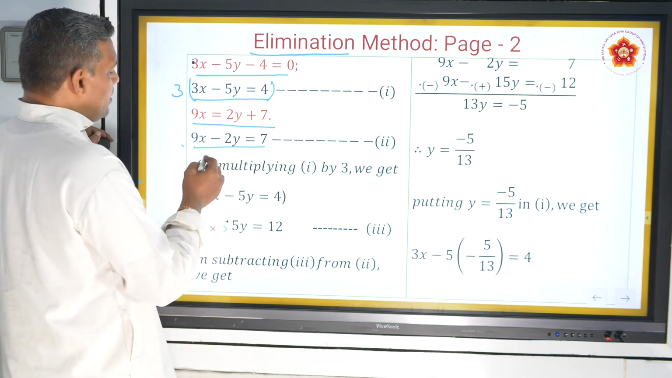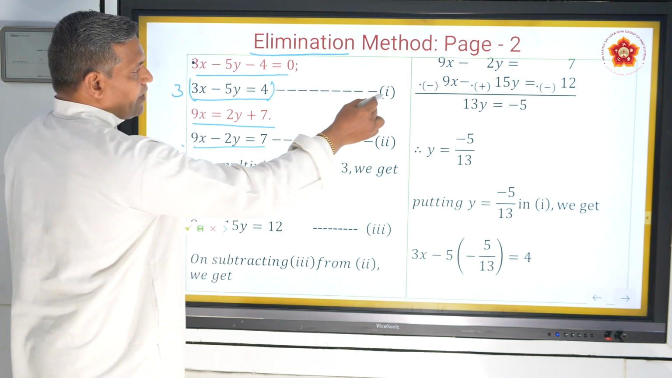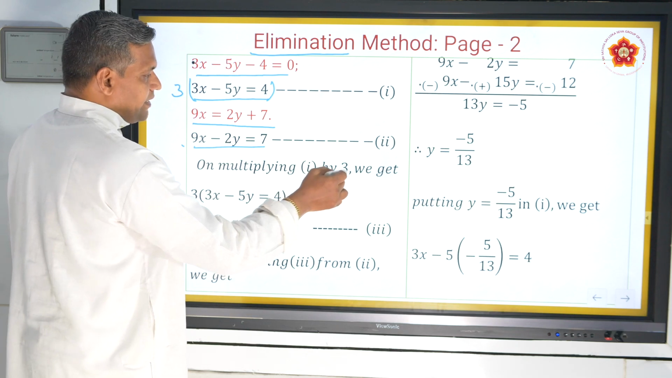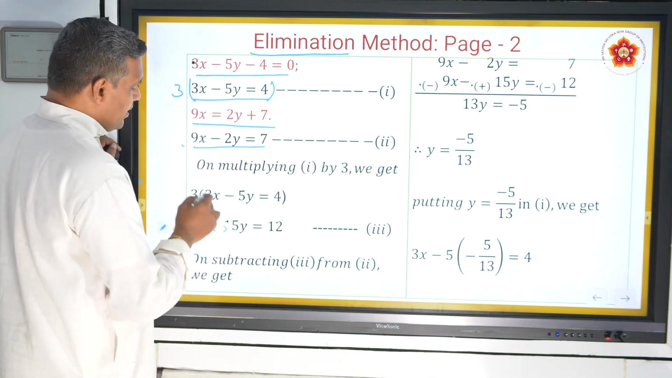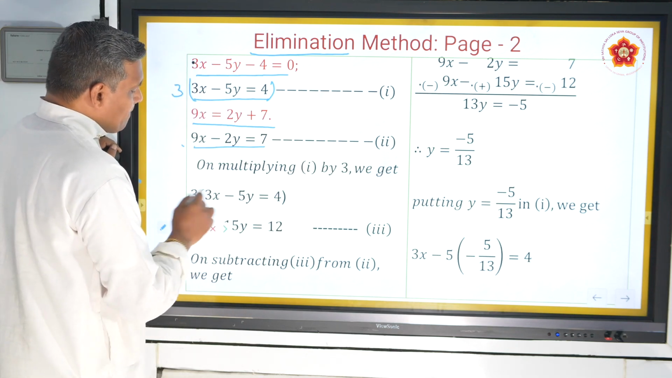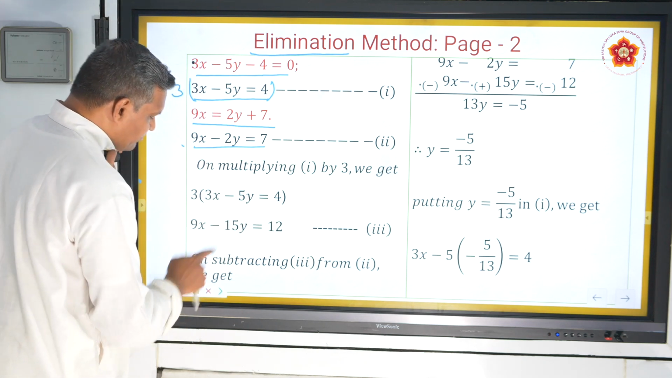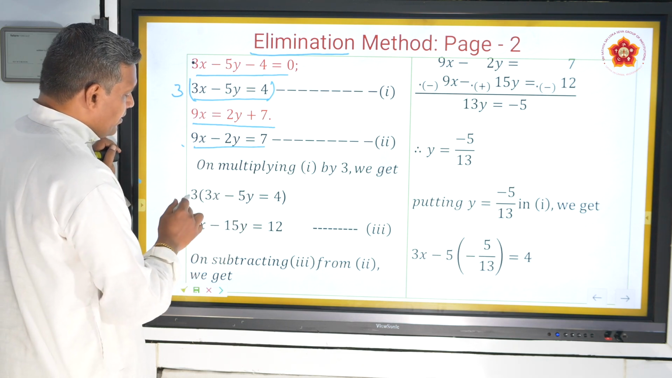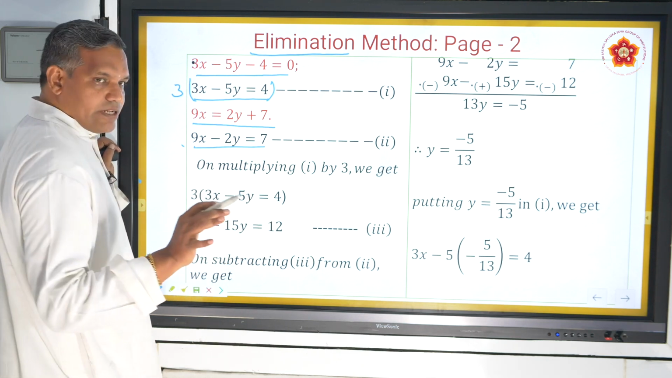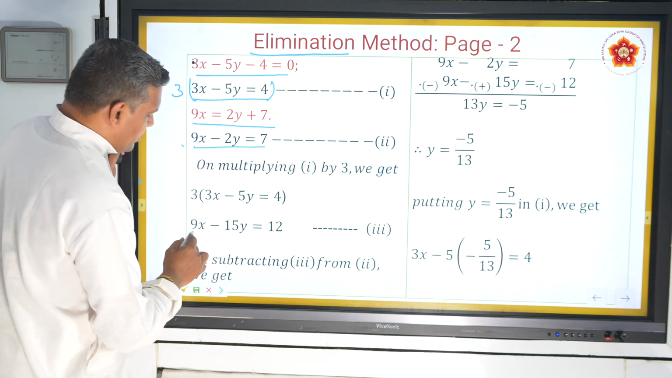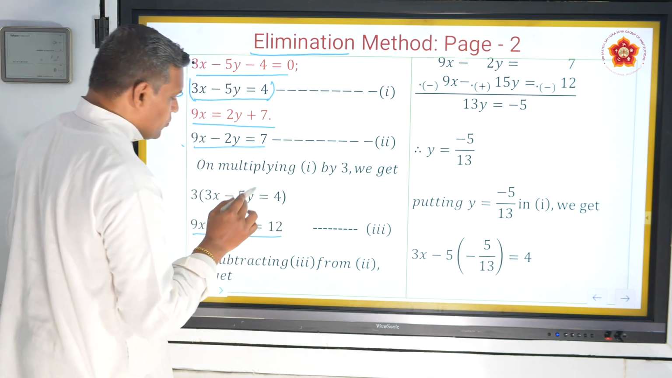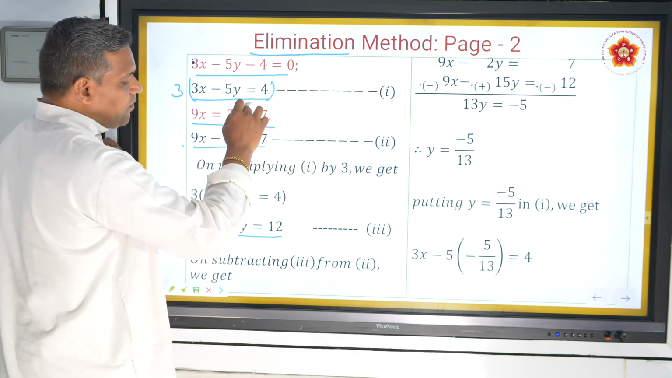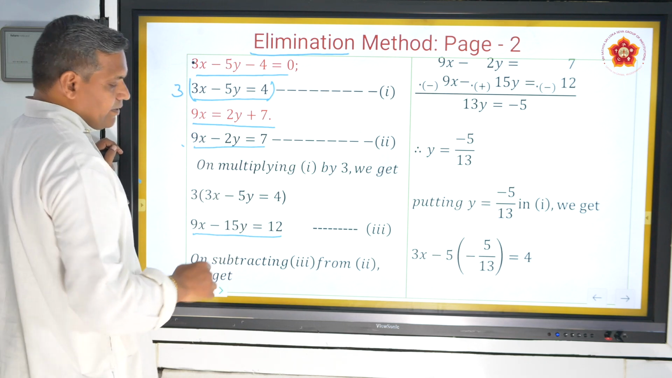So what I am trying to do, just call it equation number 1. Next, on multiplying equation number 1 by 3, we get, write this statement, 3 into 3x minus 5y is equal to 4. Just start multiplying. Now you have 3 3s are 9x, 3 5s are 15y, 3 4s are 12. I am slow enough? Okay. Now I got this equation 9x minus 15y is equal to 12. This is converted from equation number 1, I converted it by multiplying with 3.